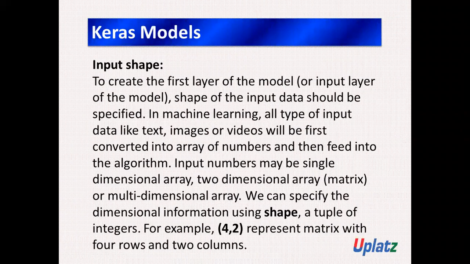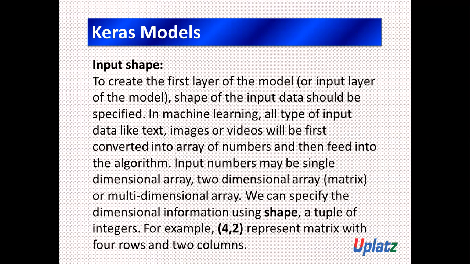To create the first layer of the model, or the input layer of the model, the shape of the input data should be specified. In machine learning, all types of input data like text, images or videos will first be converted into arrays of numbers and then fed into the algorithm.